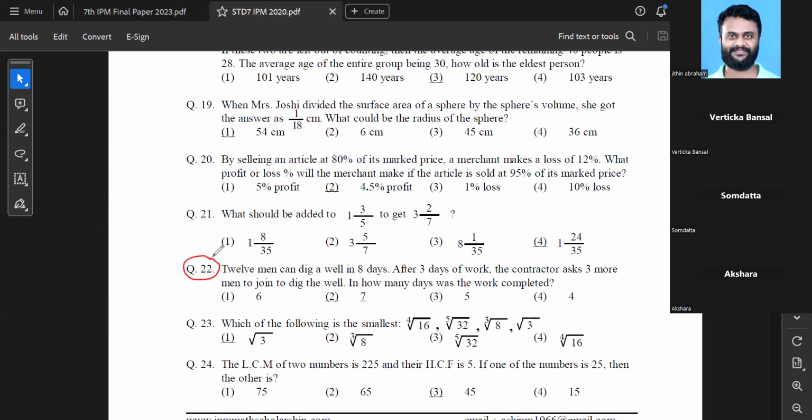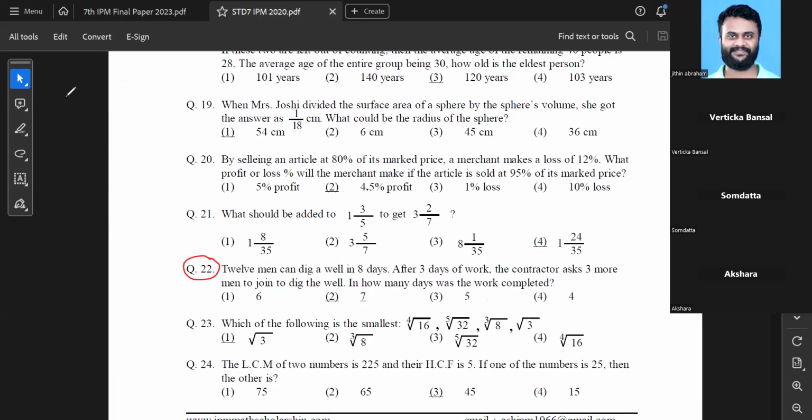Proceeding further to the 22nd question: 12 men can dig a well in 8 days. After 3 days of work, the contractor asks three more men to join to dig the well. In how many days was the work completed?